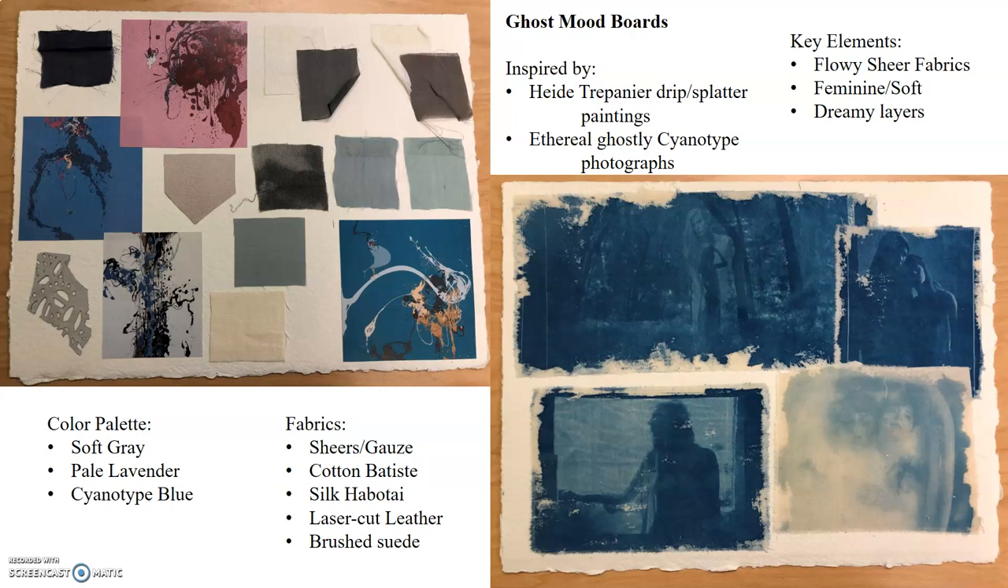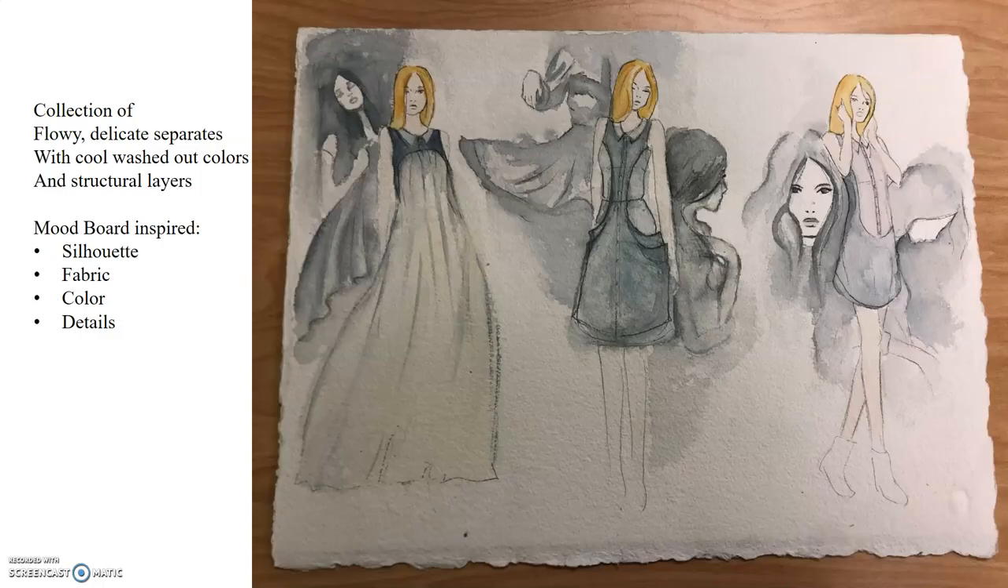But the key elements of the whole concept were flowy sheer fabrics, really feminine, really soft, and dreamy layers. So again, the color palette started presenting itself really quickly from the paintings and the sienna type with the blues and the grays and the lavenders, and fabrics also, these sheers, these cotton batiste, really lightweight gauze and silk. And then for some structure for these layers, a little brushed suede and laser cut leather.